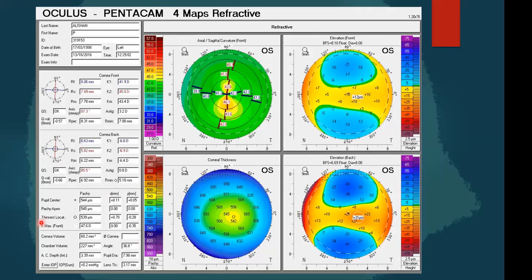Then you have the front Kmax, which is also an important thing. So 47.6, that also you should mention. And the thinnest location is also shown here. So the coordinates are also important. If it is more than 1 millimeter or 0.9 millimeter away from the center, that is again a red flag sign that you must talk about.